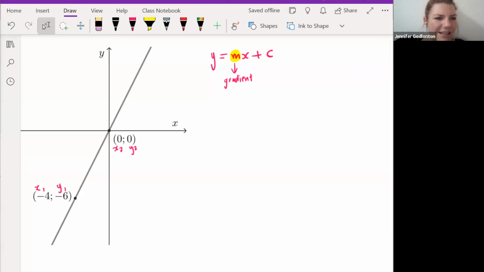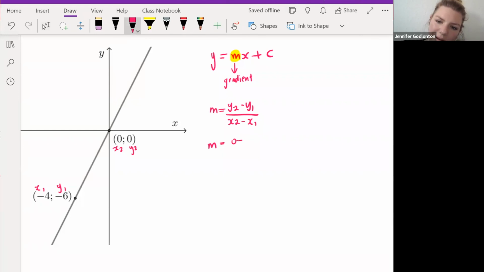Okay, Unati, we're all yours. Talk us through. Okay, ma'am, so you're going to use the formula m equals y2 minus y1 divided by x2 minus x1. Good. And then you're going to put 0 minus 6. Good. 0 minus -6. So that -6 needs to be in brackets. Yes, ma'am. So it's going to be 6.